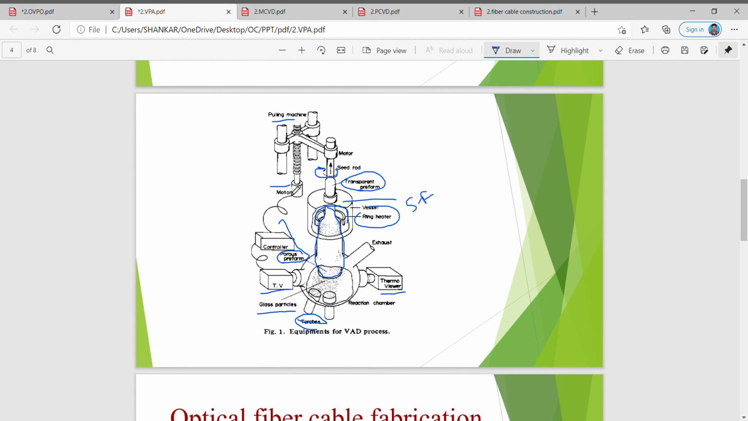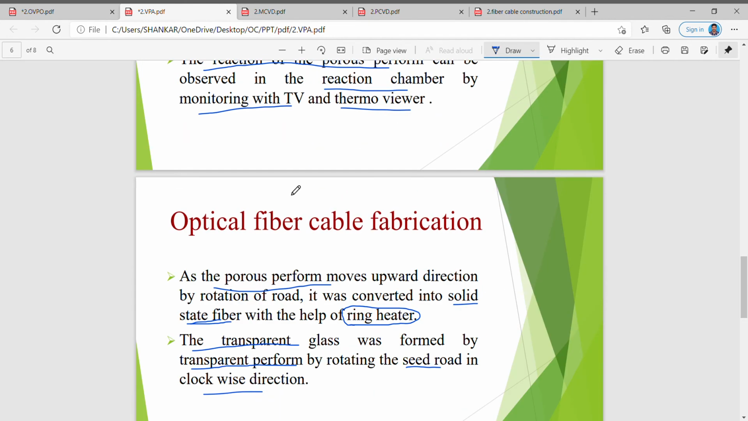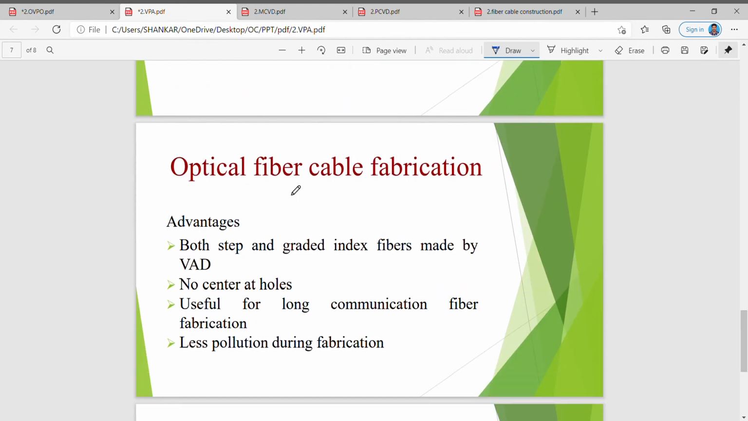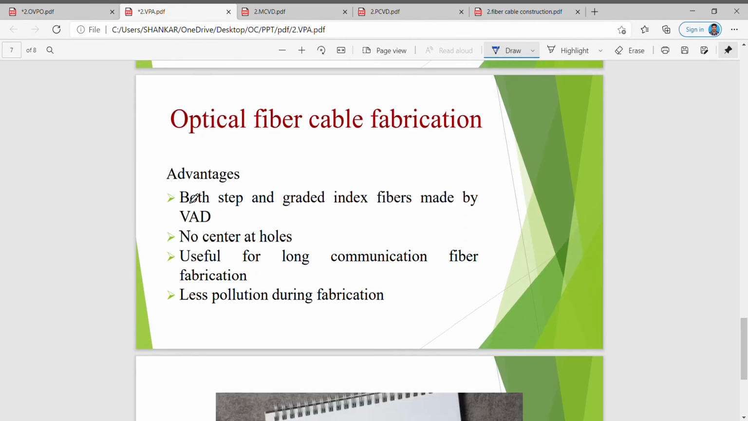This is the method of VAD method, vapor phase axial deposition method. So here we have some advantages of the VAD method as compared to the OVPO method. In this VAD method, both step and graded index fibers can be fabricated. Step index and graded index fibers are fabricated by using the vapor phase axial deposition method, and in this method there is no center hole. That means no mandrel is required in the VAD method, vapor phase axial deposition method.